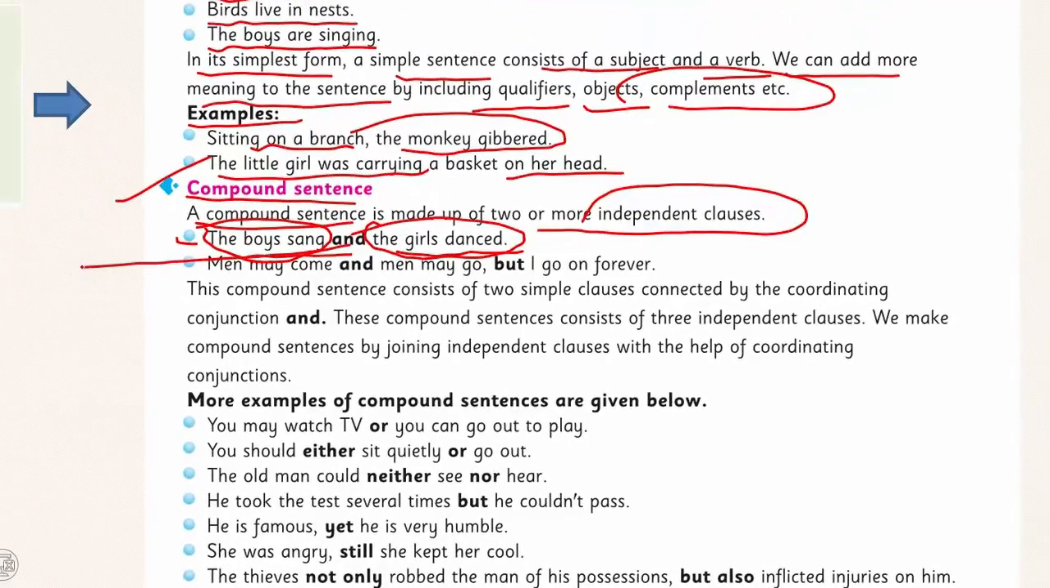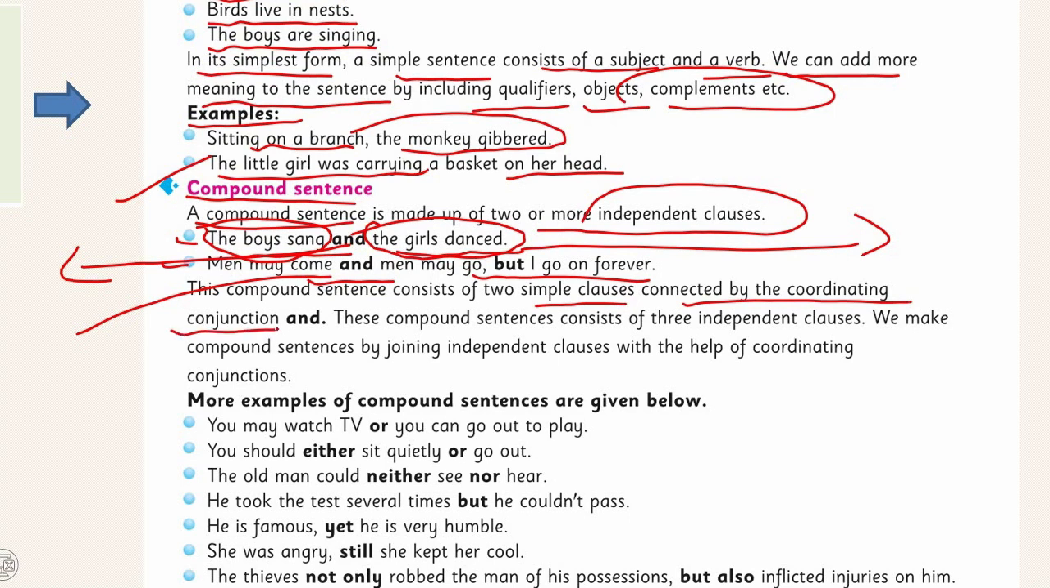Here the "and" is a conjunction, a conjunction which joins the 2 independent clauses together. Now look at the second example. Man may come and man may go, but I go on forever. Here we again have a compound sentence. This is also an example where we have 2 conjunctions, "and" and "but". This compound sentence consists of simple clauses connected by the coordinating conjunction "and" here. And here is called the coordinating conjunction.